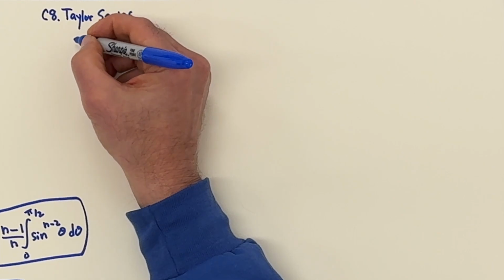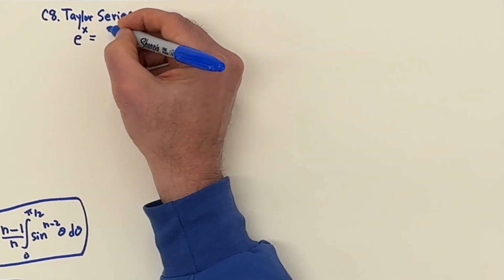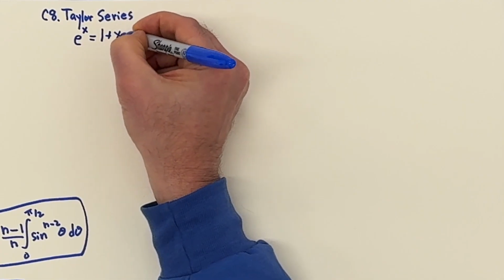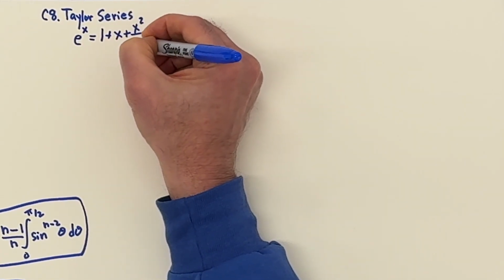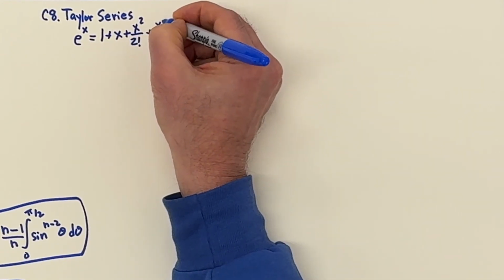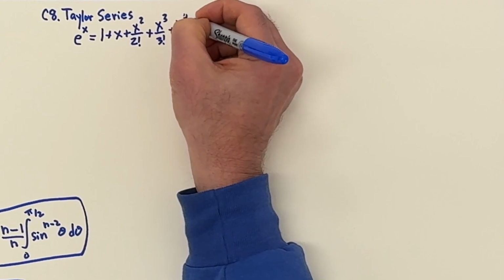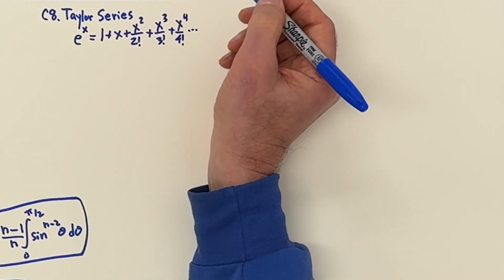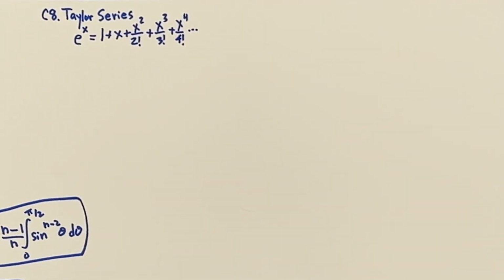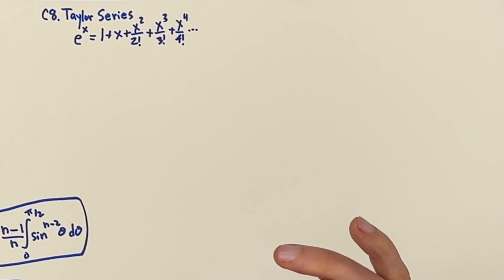So to give you an example, we'll take e to the x. E to the x can be written as 1 plus x plus x squared over 2 factorial plus x cubed over 3 factorial plus x to the 4th over 4 factorial, etc. And we would like to be able to derive the series. That's what we're interested in doing.